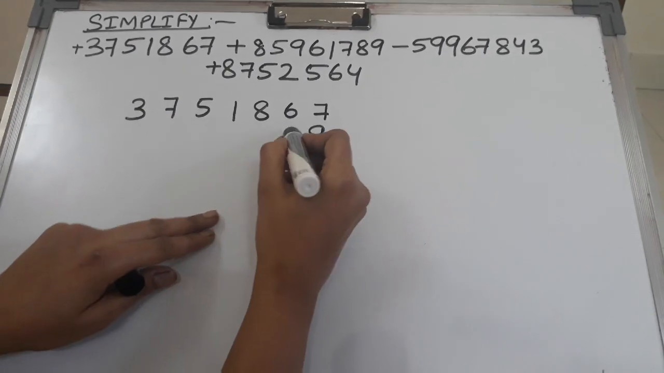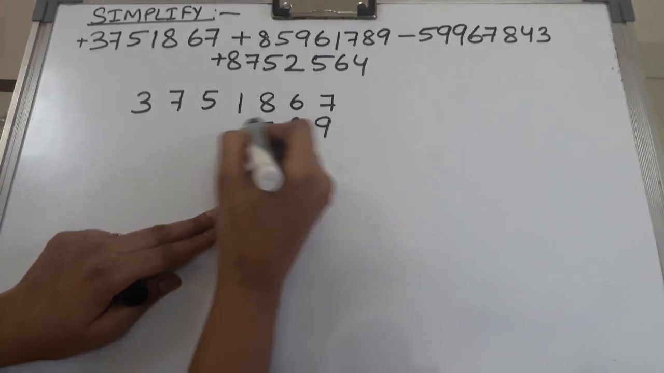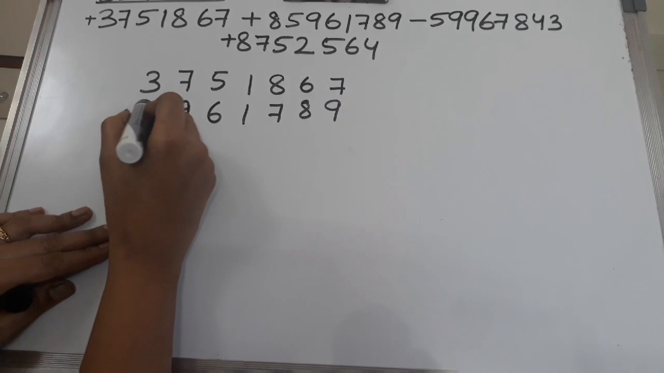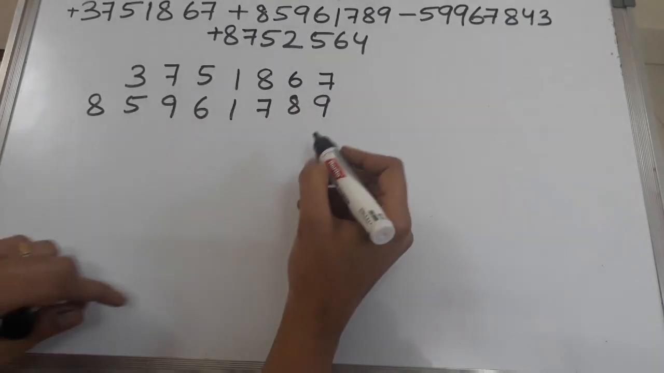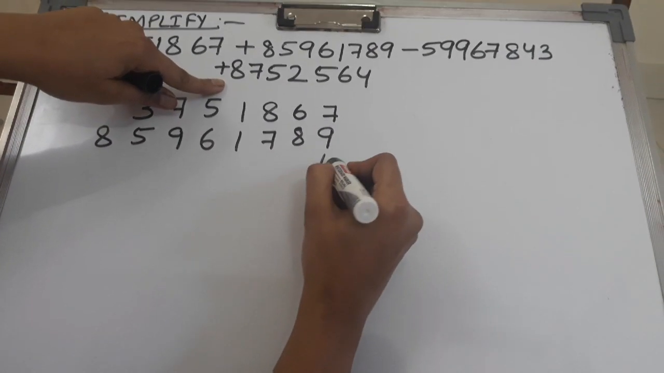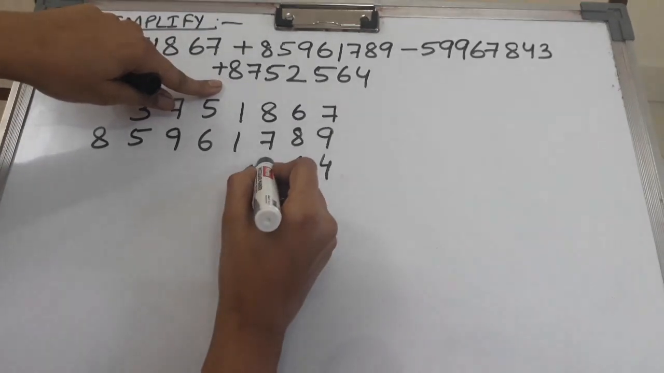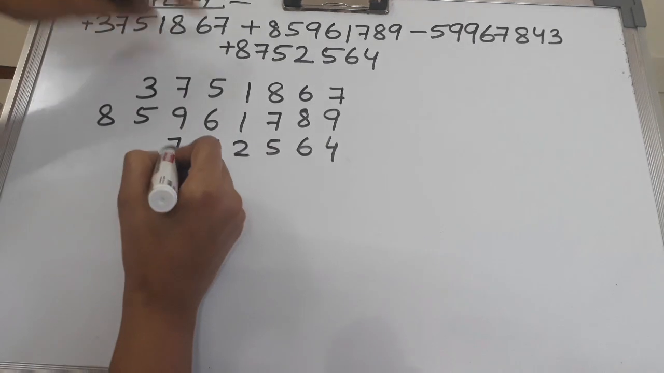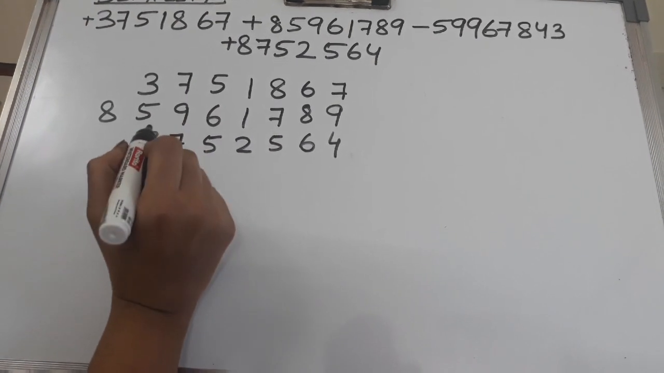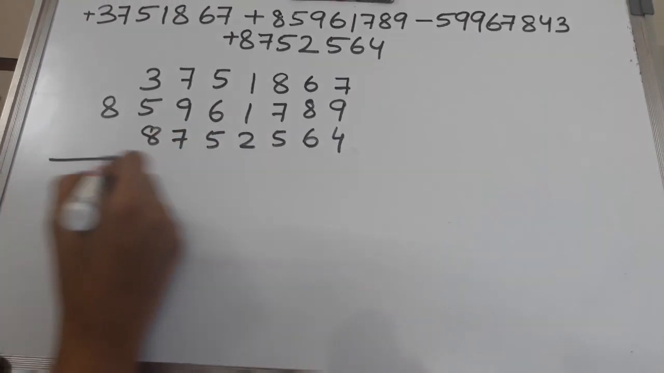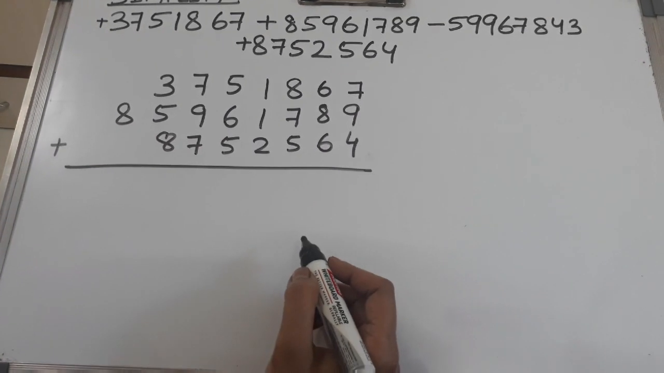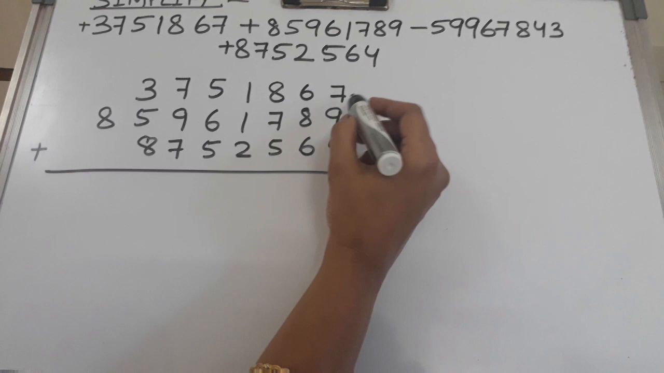Next is 9, 8, 7, 1, 6, 9, 5, 8. And the next addend value is 4, 6, 5, 2, 5, 7, 8. Okay, so this is what we have to add from our question. So first we will start adding this.